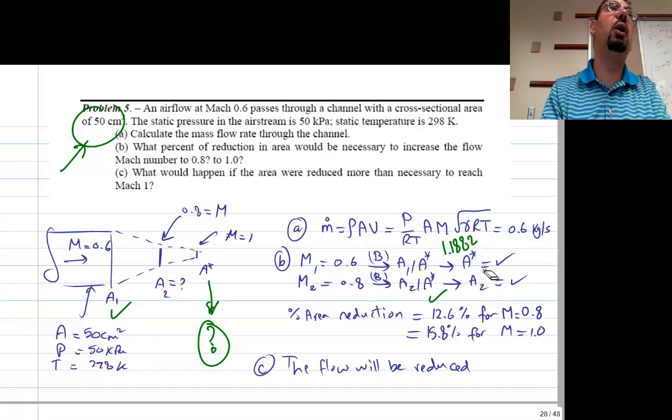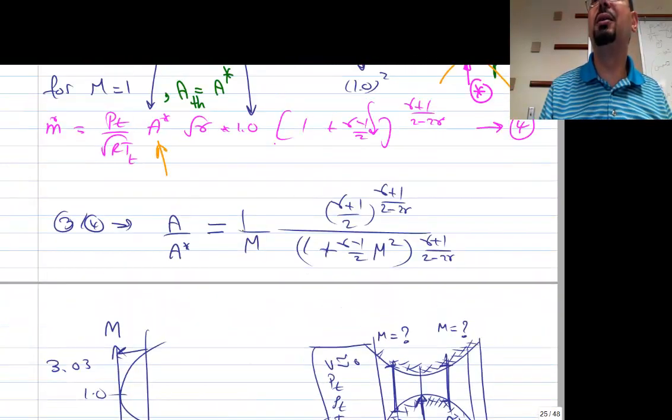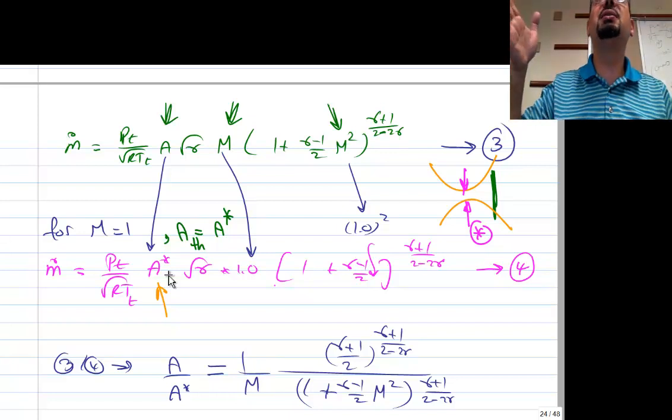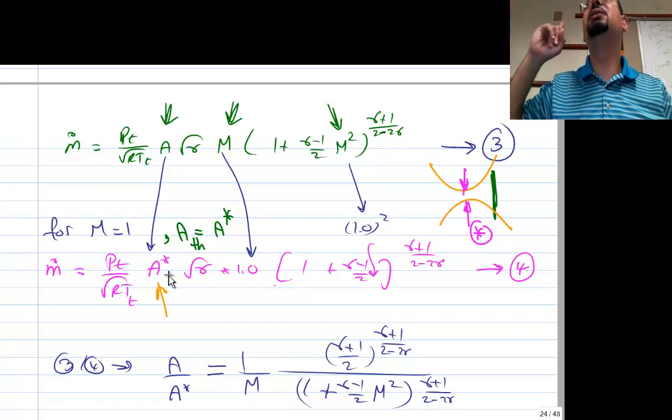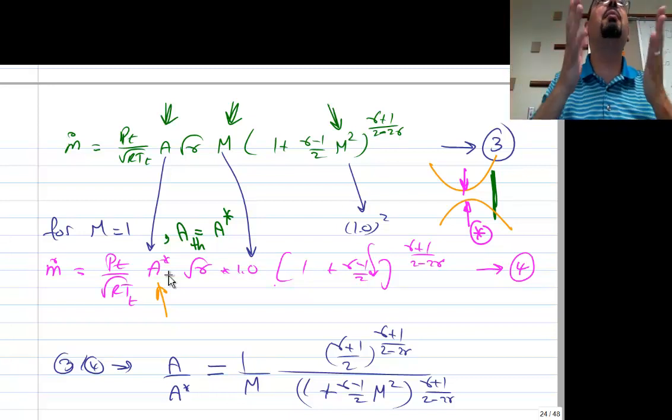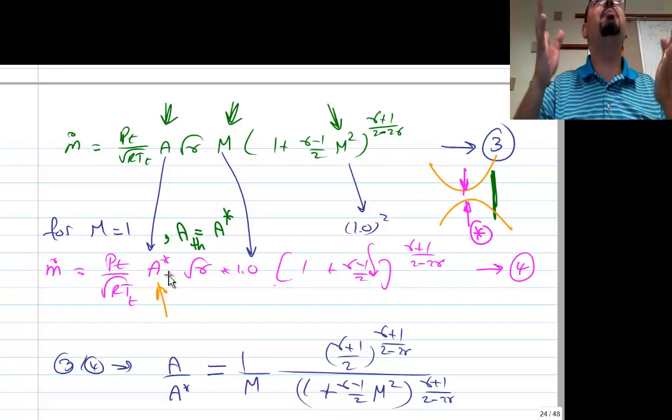Every year, until the midterm, people keep saying, well, why do both stations have the same area star? Why do both stations have the same area star? Because where did we get that area star? It's coming from the fact that the two stations have the same mass flow rate, the same P total, the same T total. So of course they have the same area star, as long as the flow between the two of them is isentropic. They have the same P total.